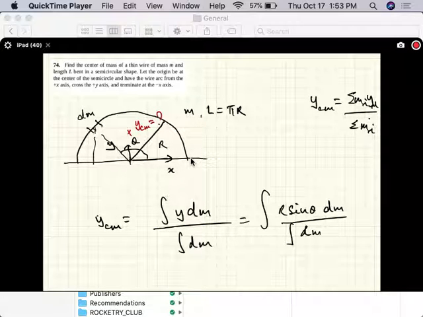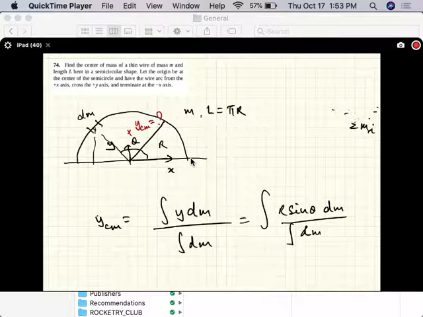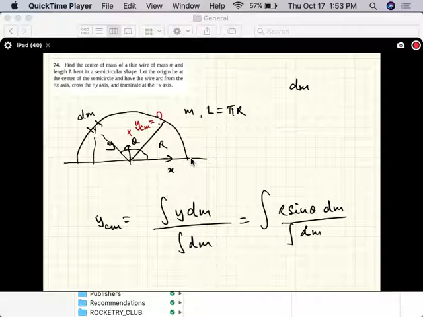Okay, I need this space, so I'm going to erase this. dm is the mass of this little piece. This piece, let's say, there's the angle theta, d theta.